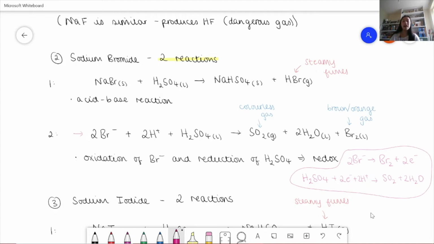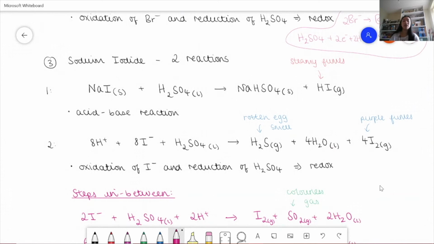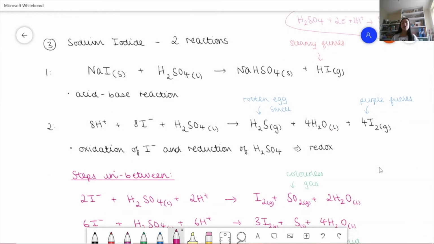So now we're going to look at sodium iodide, and this is also two reactions, but we've got some extra steps in the middle. So first of all, again, what happens is an acid-base reaction. So important thing to remember is that with all of these, the first thing that happens is an acid-base reaction, and so steamy fumes is always produced. So we have the sodium iodide reacting with sulphuric acid to form sodium hydrogen sulfate and the hydrogen iodide, which are the steamy fumes.